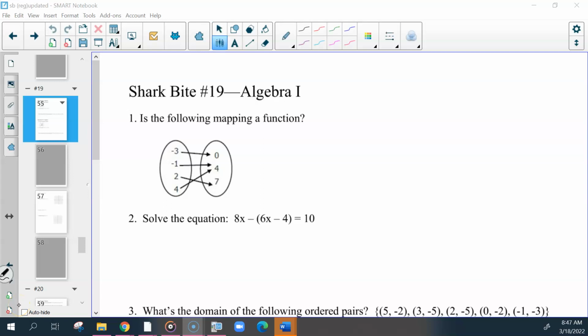Do this. For number 1, is the following mapping a function? Yes.